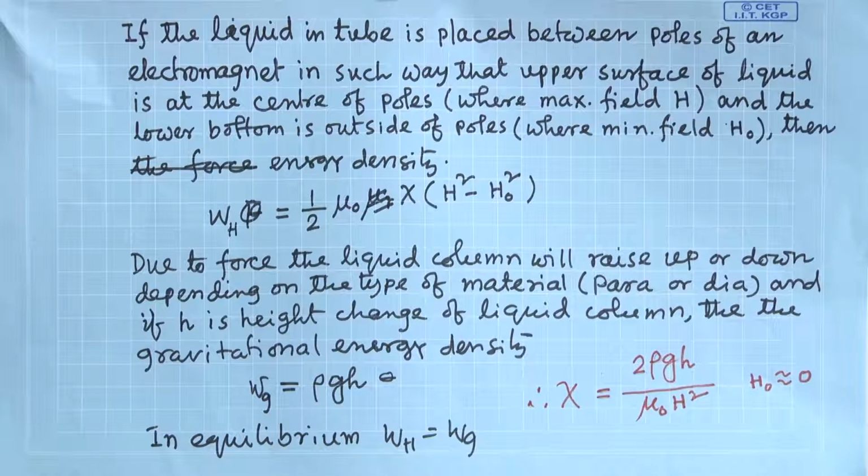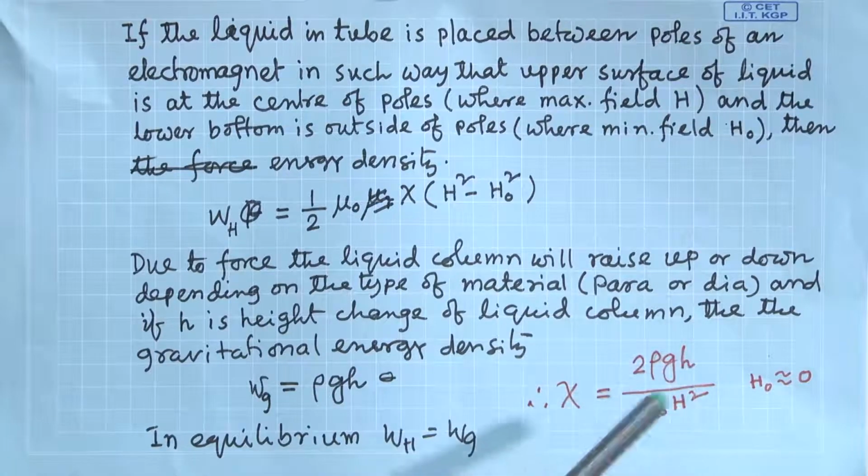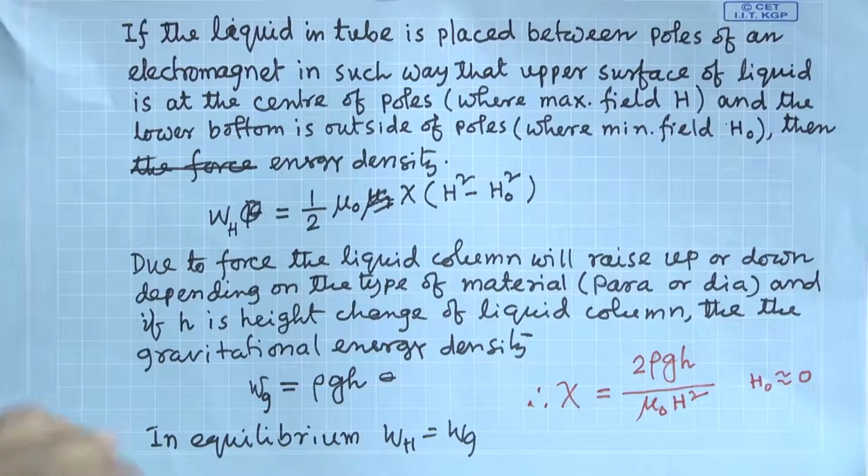Here we have considered that the sample liquid surface in a tube is placed at the field H, and the other end of the sample has to be outside of this magnet. Then only will you fulfill this condition, H 0 approximately equal to 0. And here, what is h? In the presence of the magnetic field, it is the height change of the liquid.